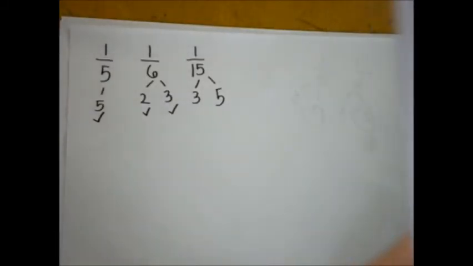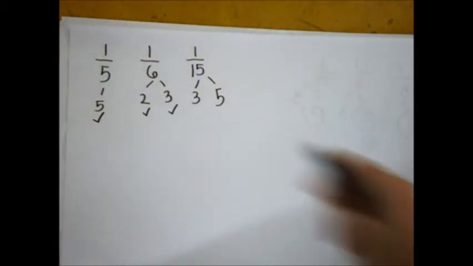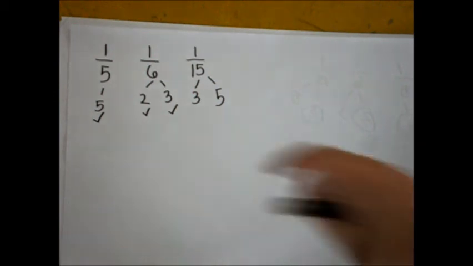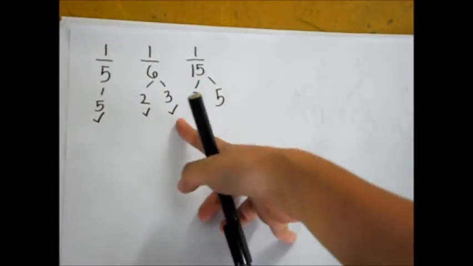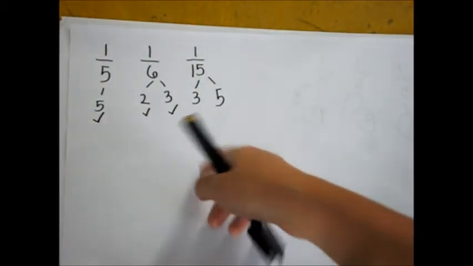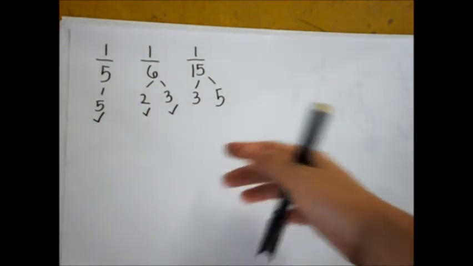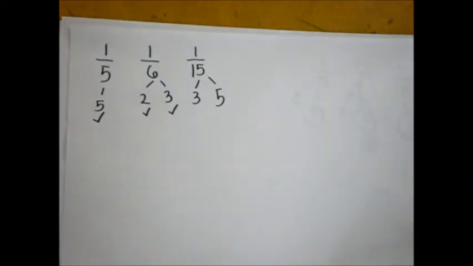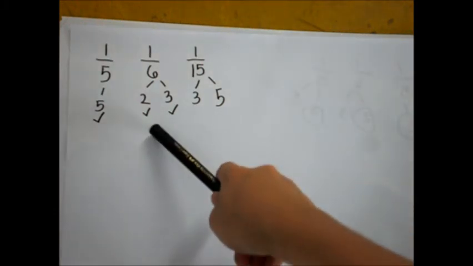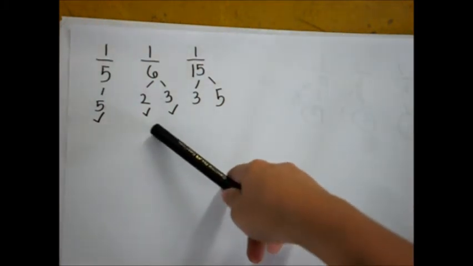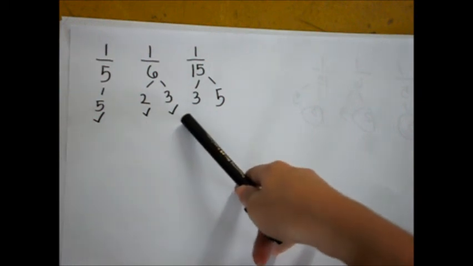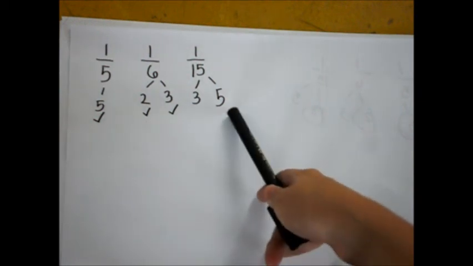Now to do step 1. Count the number of times each prime number appears in each of the factorizations. The count of primes in 5 is 1, 5. The count of primes in 6 is 1, 2, and 1, 3. And the count of primes in 15 is 1, 3, and 1, 5. For each prime number, take the largest of these counts. So we have the largest count of 2s is 1, the largest count of 3s is 1, and the largest count of 5s is 1.